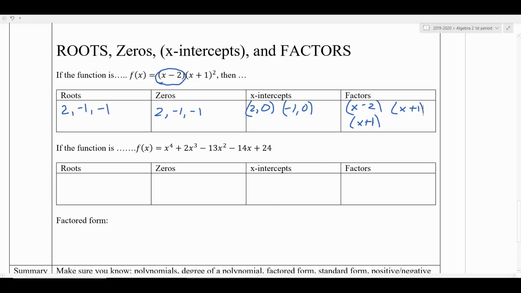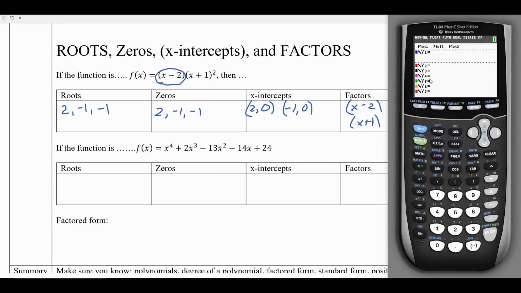And so I'm going to pull up my calculator here, and we'll take a look at this thing and see what we got. So I'm going to enter this in. We've got x to the 4th plus 2x to the 3rd minus 13x squared minus 14x. Kind of regretting picking this long polynomial now. That's all right. Plus 24 on the end, and let's do a zoom 6 for a standardized screen and see what we get.